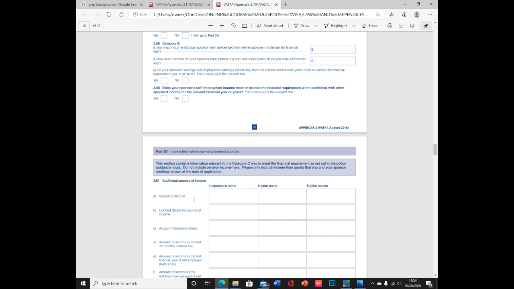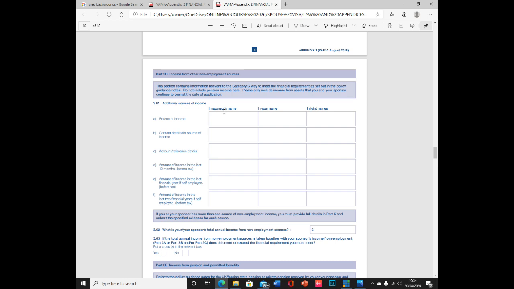And also the next one is going to be income from other non-employment sources. So this is the income where people, for example, are receiving income from a rental property, they rent it out, or they are receiving income from management of the property which doesn't cover self-employment or employment. So additional sources of income, either in your sponsor's name or applicant's name or in joint name.